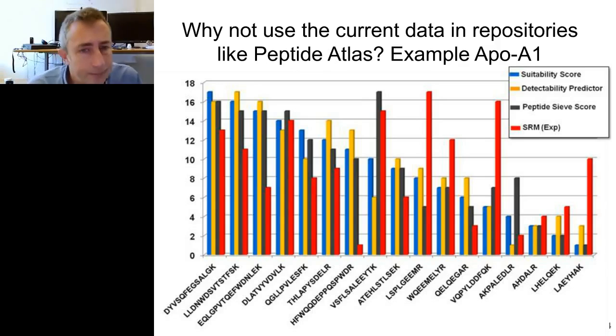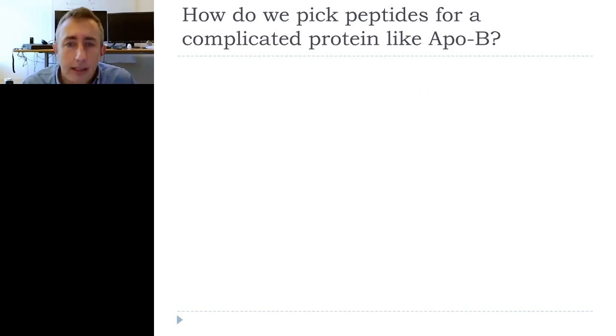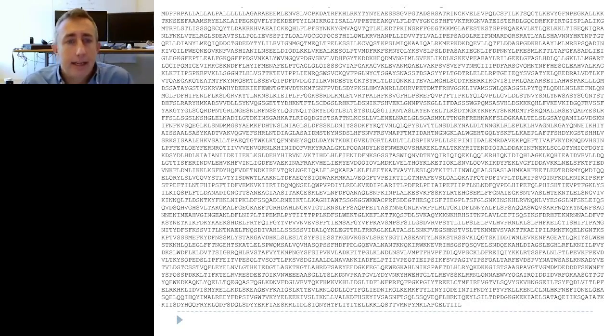So it's fairly straightforward for a 30 kD protein like ApoA1, but how about a protein that's a little bit more complicated like ApoB? ApoB is the main protein in LDL, or low density lipoprotein, the bad cholesterol. And it's an enormous protein.